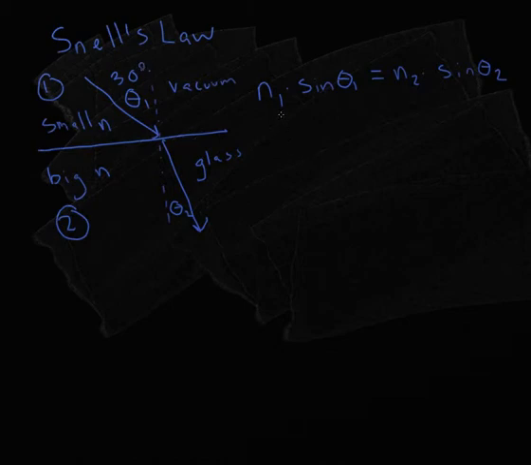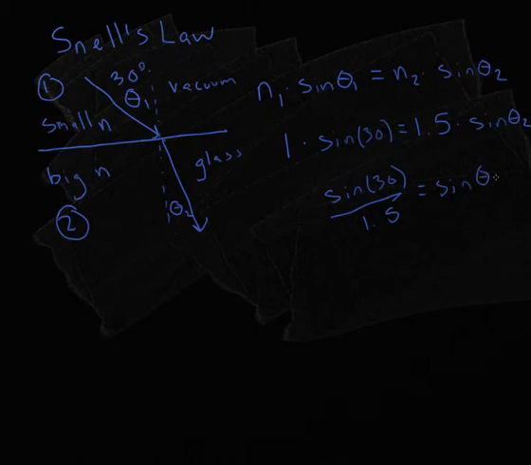Okay, so let's plug in the values we know. What is N1? Well, it's the index of refraction of a vacuum, so that's 1. The sine of the angle 1. Okay, so it's coming in at 30 degrees. Plug that in right there. What's N2? Well, it's glass. So if you happen to recall from the other page, the index of refraction of glass is 1.5. So now we're going to need to solve for sine of theta 2. So we get the sine of 30 divided by 1.5 equals the sine of theta 2.